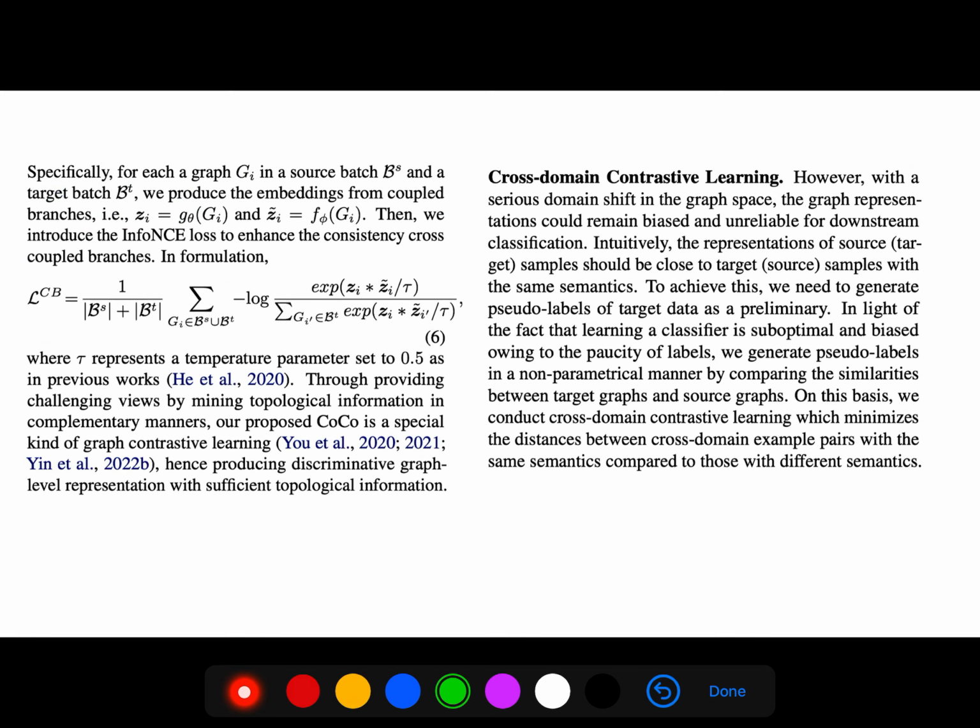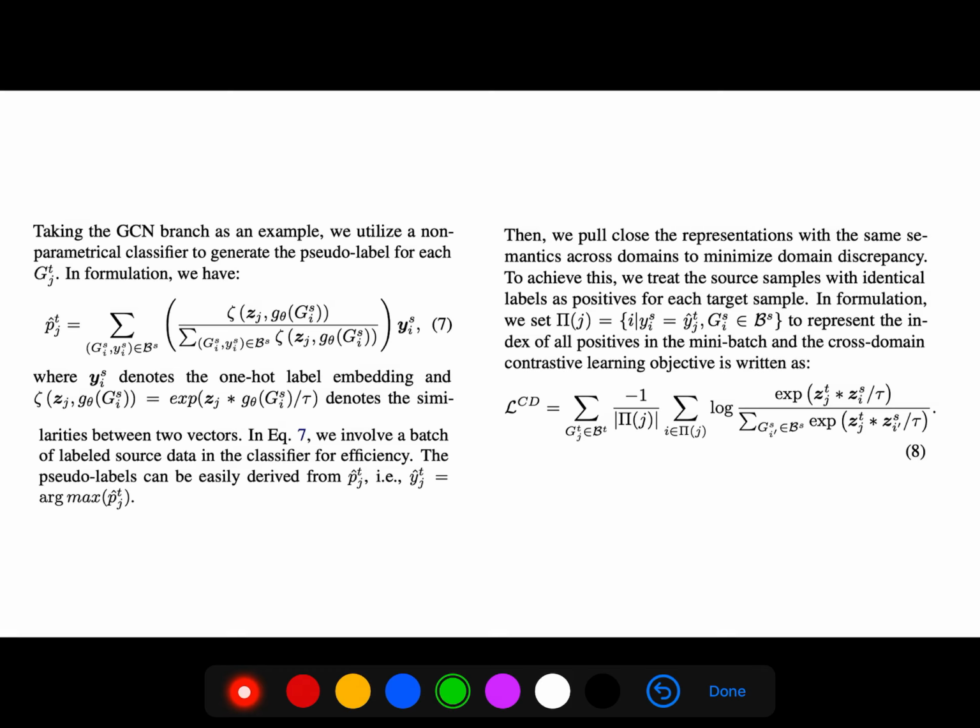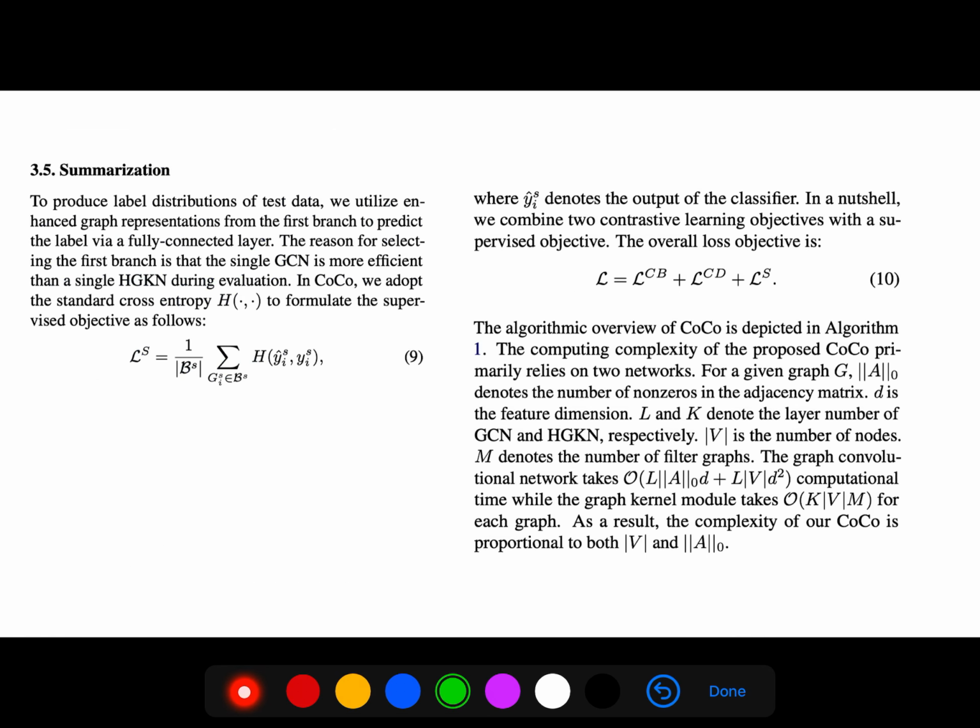So for each graph in a source batch and a target batch, we produce the embedding from coupled branches. And they induce this InfoNCE loss to enhance the consistency across coupled branches. To produce the label distribution of test data, we utilize the enhanced graph representation from the first branch to predict the label via a fully connected layer. So we have this overall loss objective.